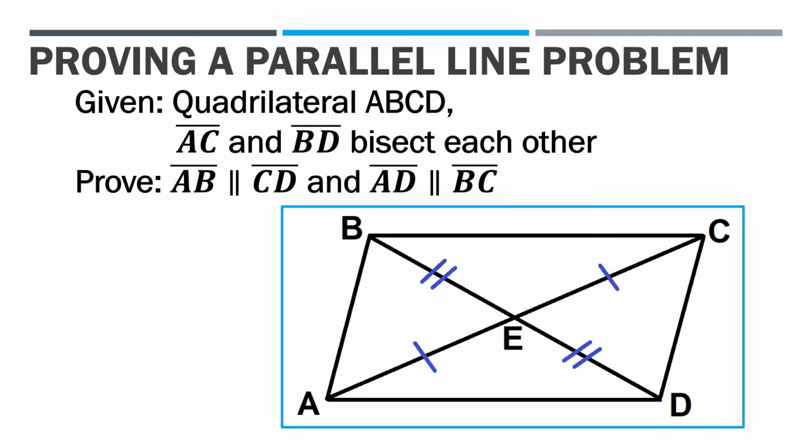Let us now do markings in our illustration using our hypothesis. We were given that line segments AC and BD bisect each other. Thus, we mark line segments AE and EC as congruent and line segments BE and ED as congruent. Take note that we do not assume that line segments AC and BD are congruent, so line segments AE and BE are not congruent.